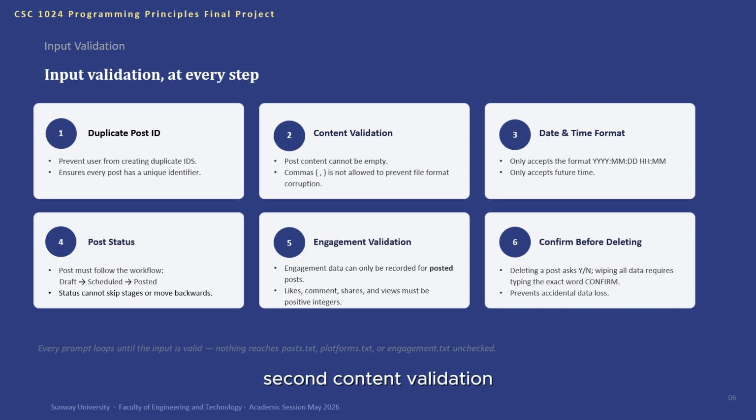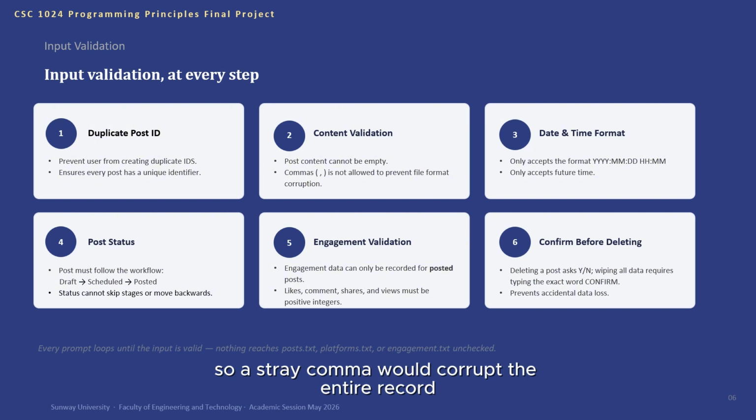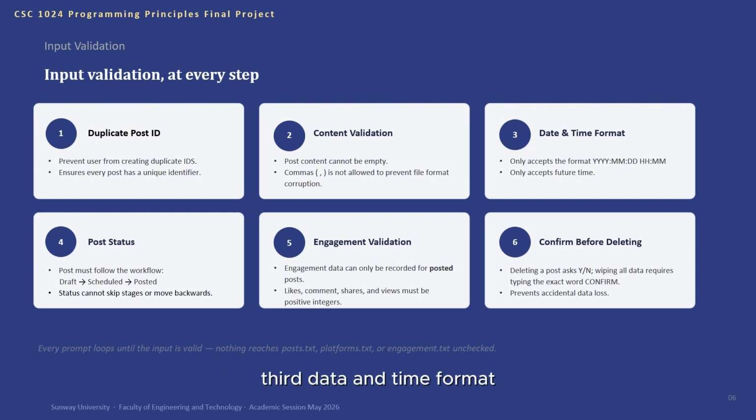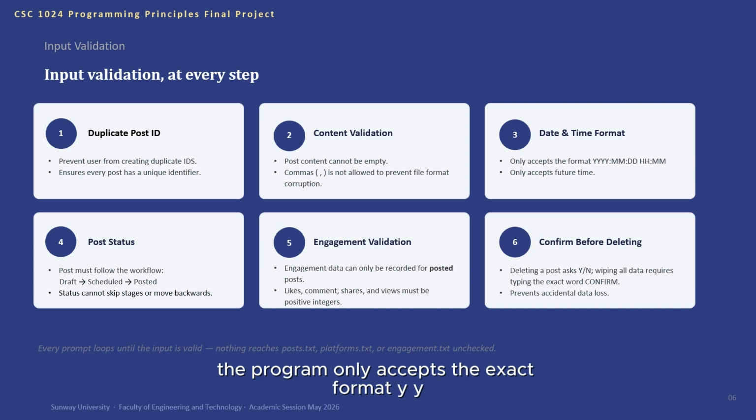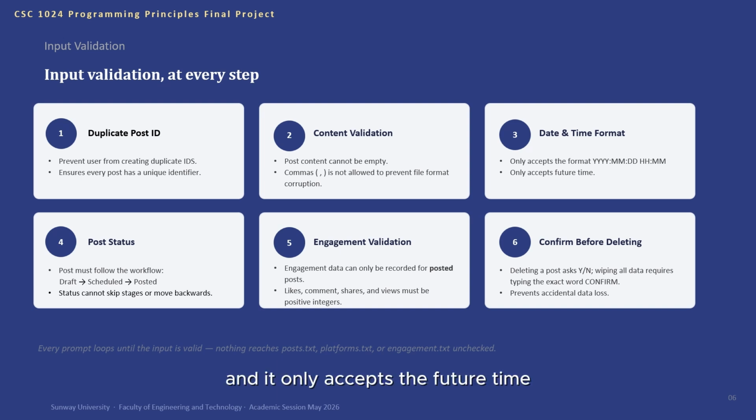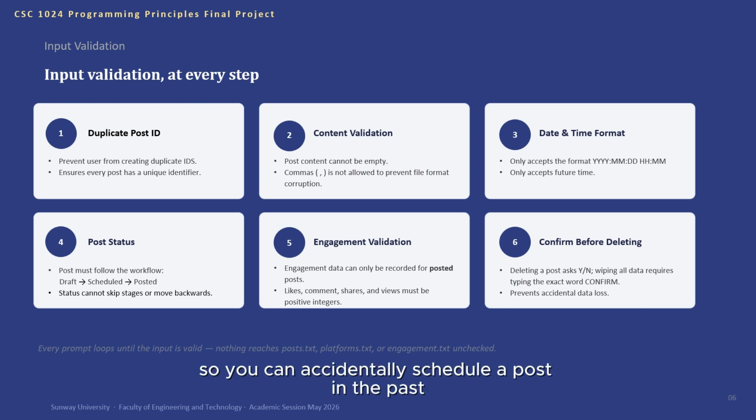Second, content validation. The post content cannot be left empty, and we specifically block commas because our files are comma delimited, so a stray comma would corrupt the entire record. Third, date and time format. The program only accepts the exact format YYYY, MM, DD, HH, MM, and it only accepts a future time, so you can't accidentally schedule a post in the past.